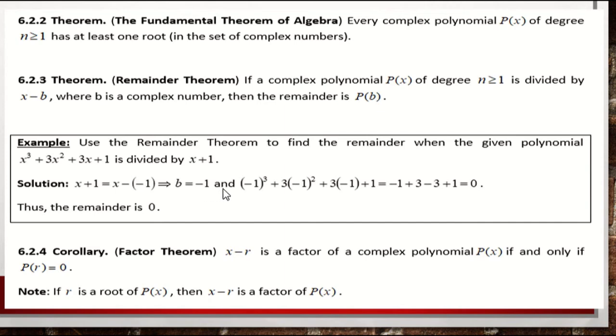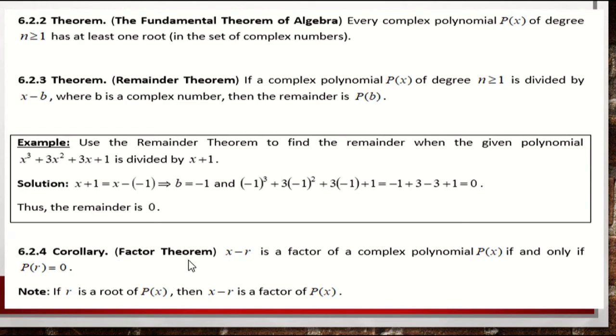And so if we substitute negative 1 to every x, atong polynomial nga given, negative 1 cubed is negative 1. Negative 1 squared is positive 1 times 3, maaning natay positive 3. 3 times negative 1, maaning negative 3 plus 1. So, ang resulta is 0. Okay, so ang remainder nato pasabot is 0.